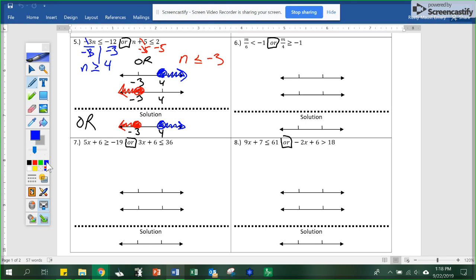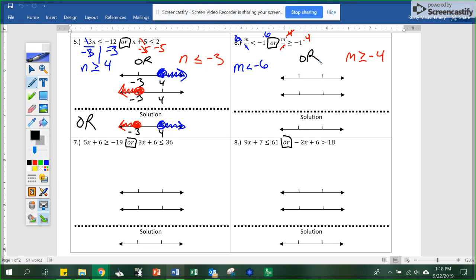Number 6, notice fractions. Remember, these are the same as if we were solving equations. Deal with fractions for the first one. I'm going to multiply everything by 6. And that means I have m is less than -6. For the second one, multiply everything by 4. Notice again the fractions, boom, they're gone. They cancel out. And I multiplied by just positive numbers, so no inequalities switching directions.